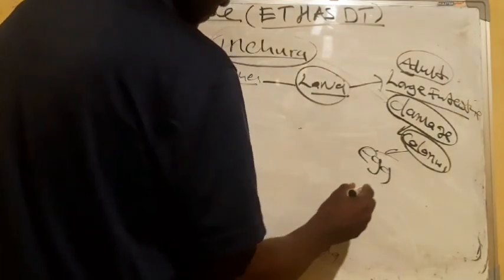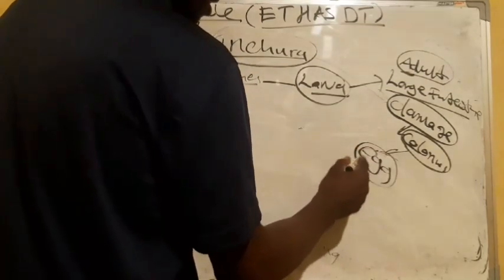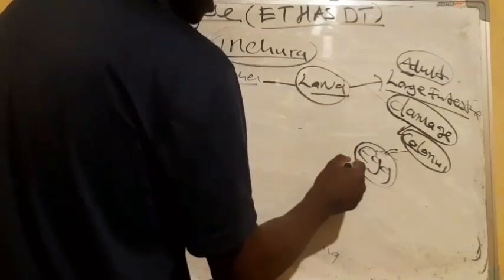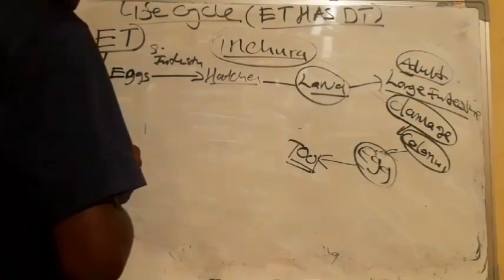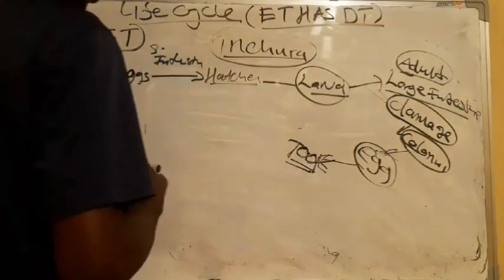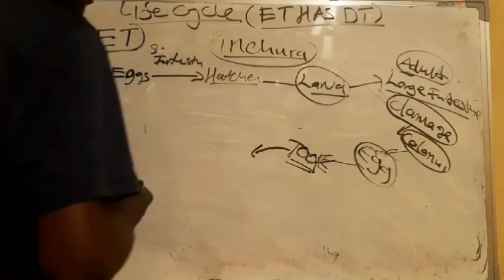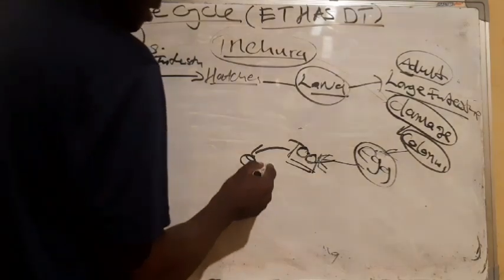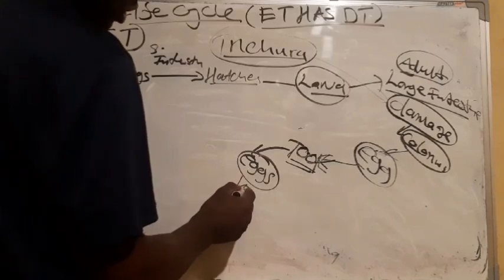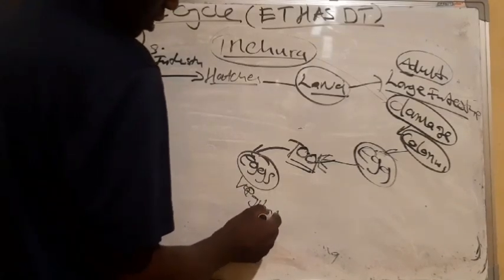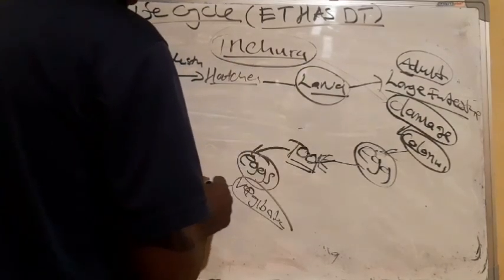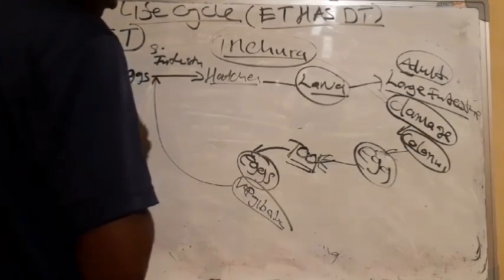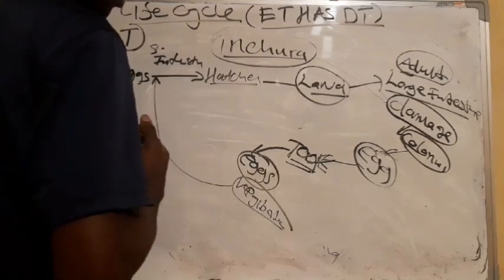So here in the colon, it releases eggs. Okay? These eggs can be passed to the environment through stool. Then the eggs can contaminate vegetables. So a person can get the trichuria through eating undercooked vegetables or vegetables that are not properly washed.